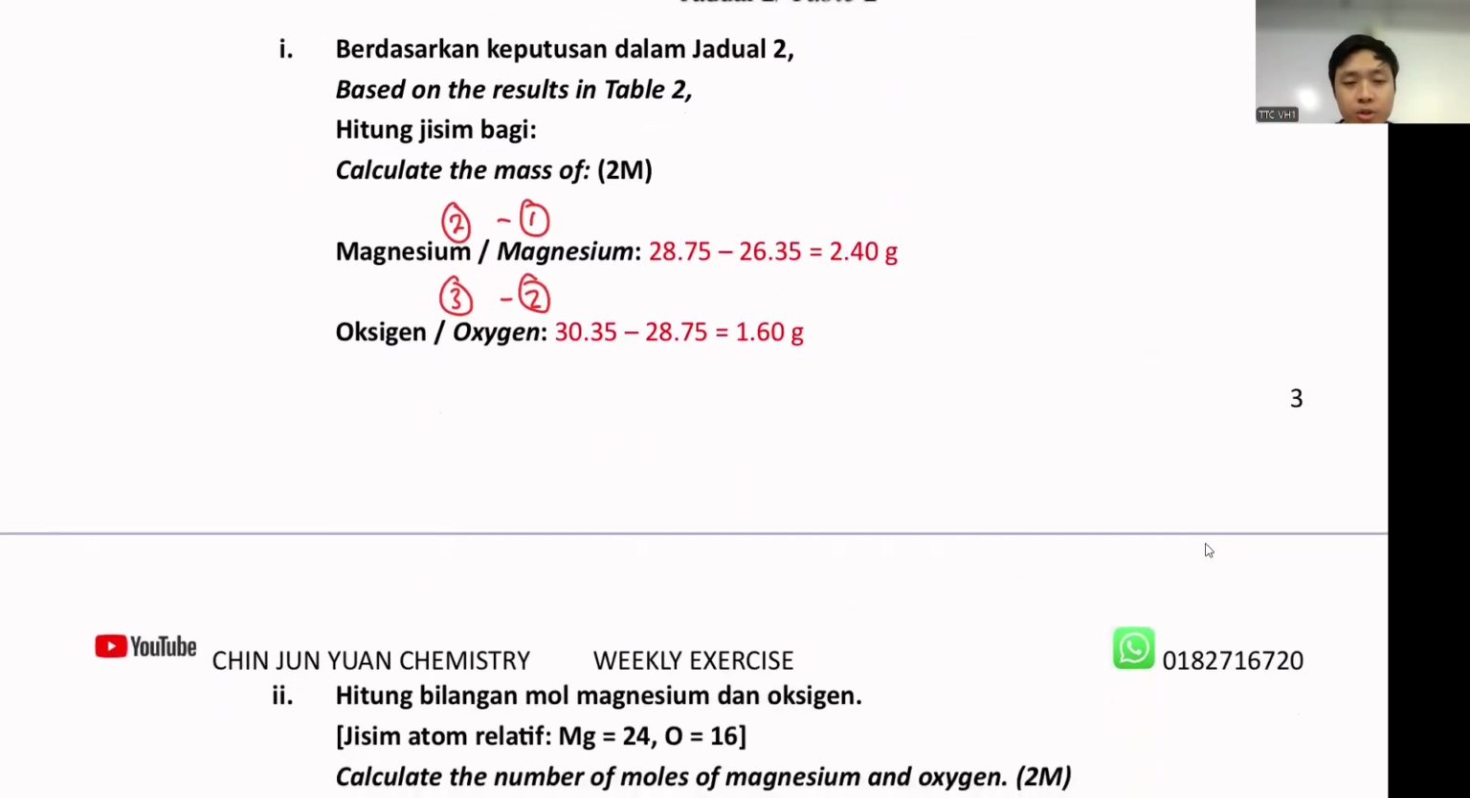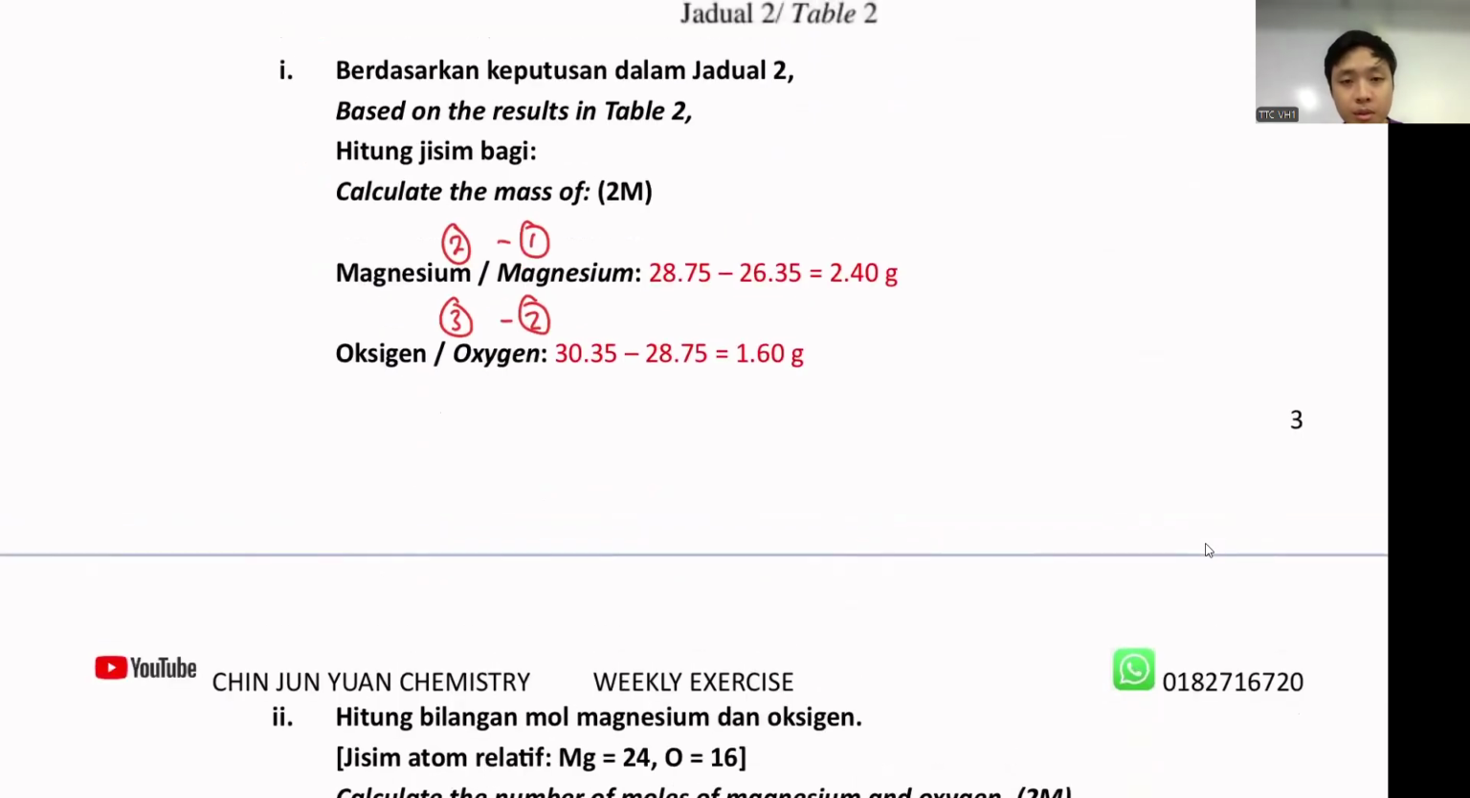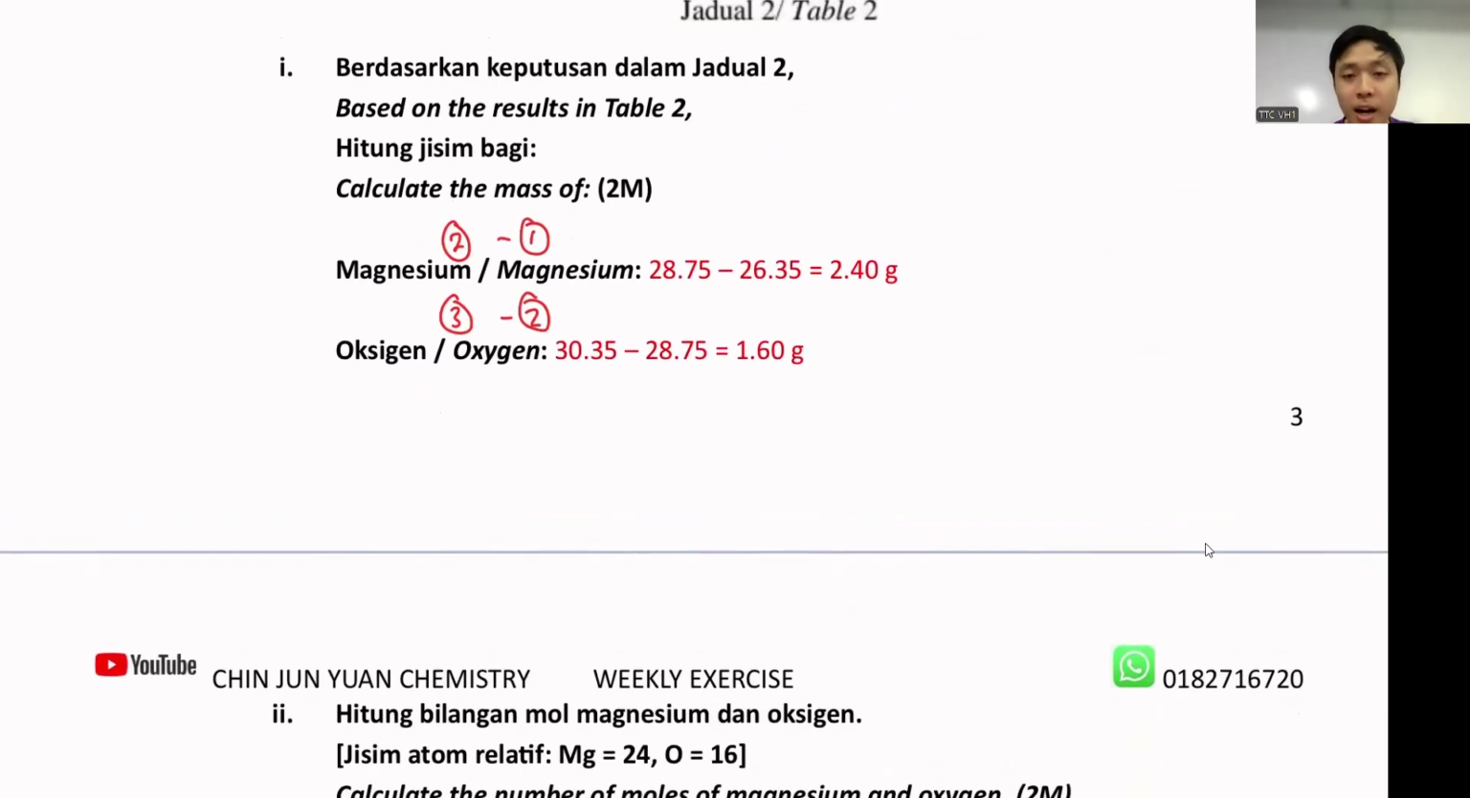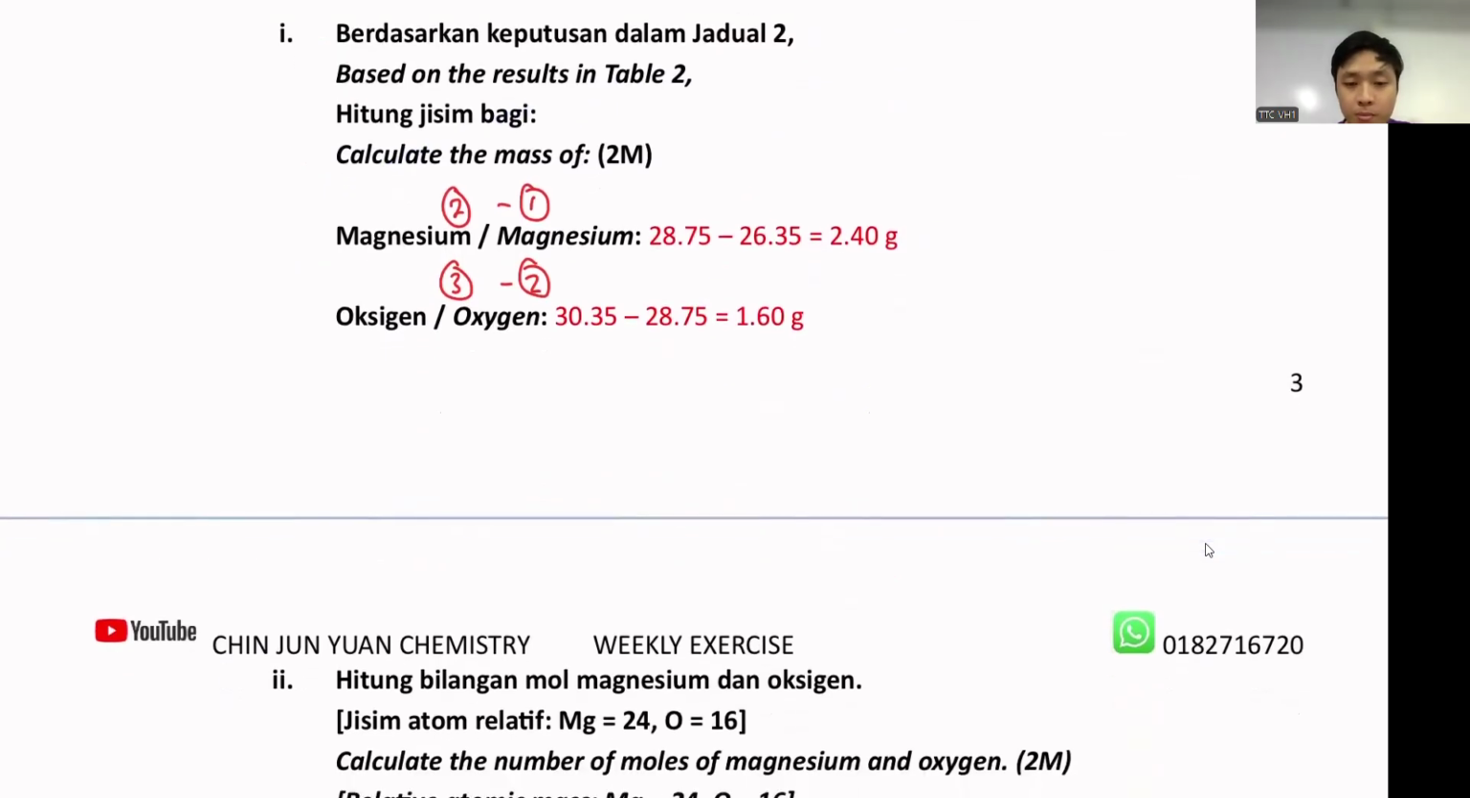Calculate the number of moles of magnesium and oxygen. Now, according to the mass that you got just now, magnesium is 2.4 gram, oxygen is 1.6 gram. So what formula do you use? How do you find number of mole? Actually, this one is similar to when they ask you to find the empirical formula.